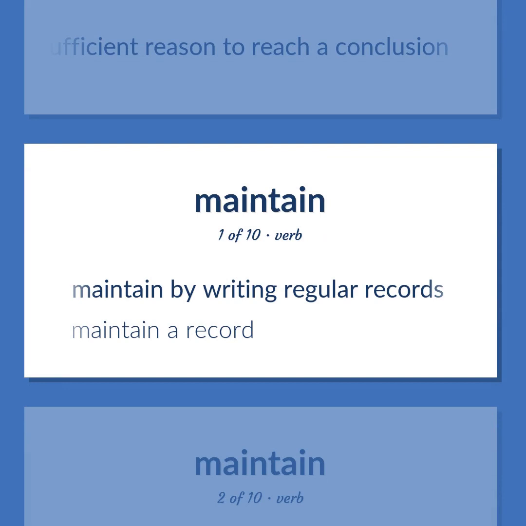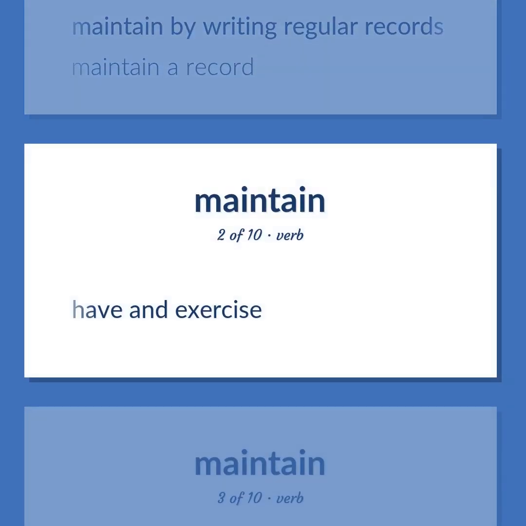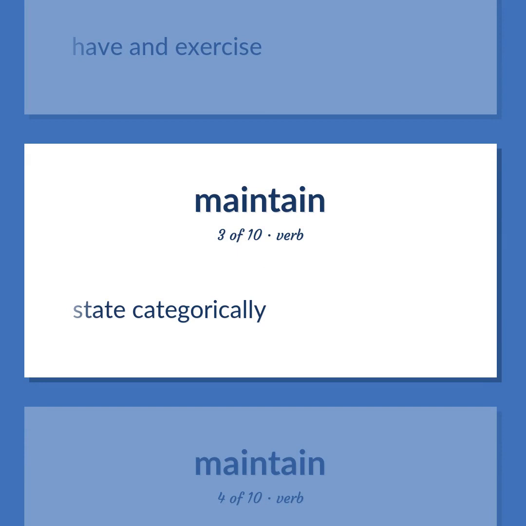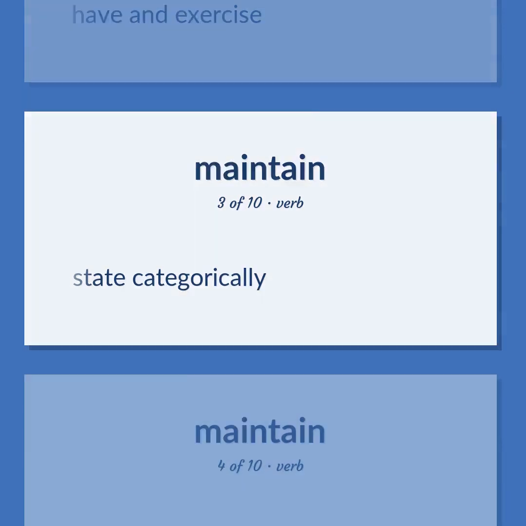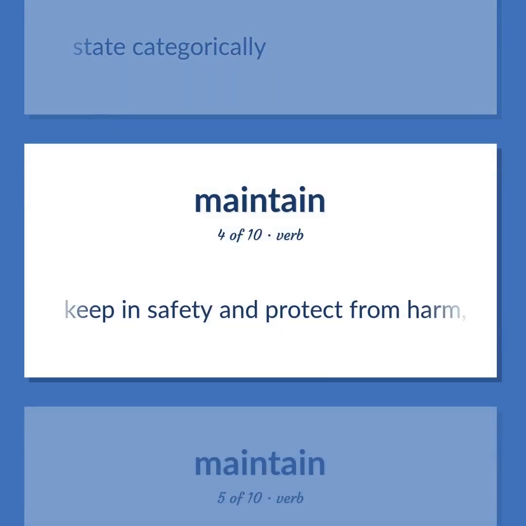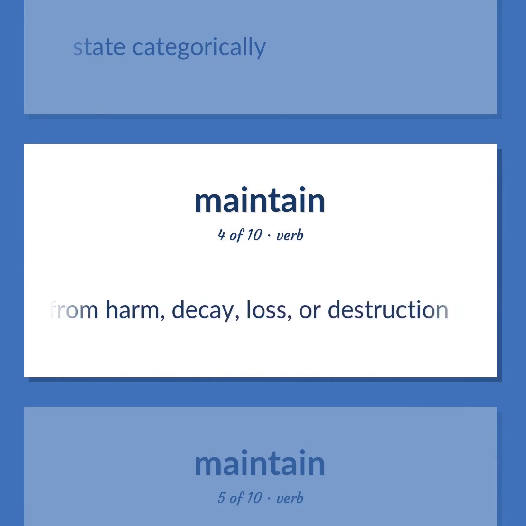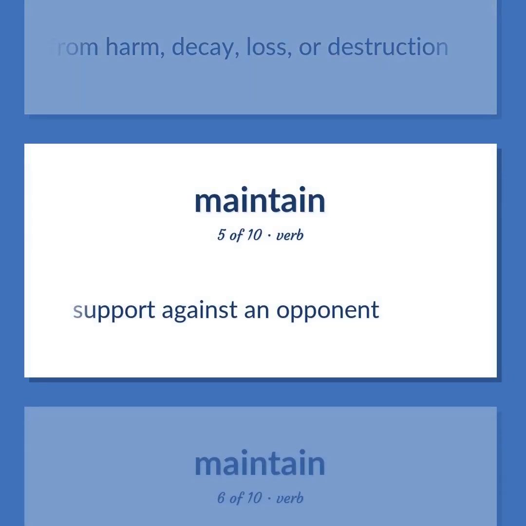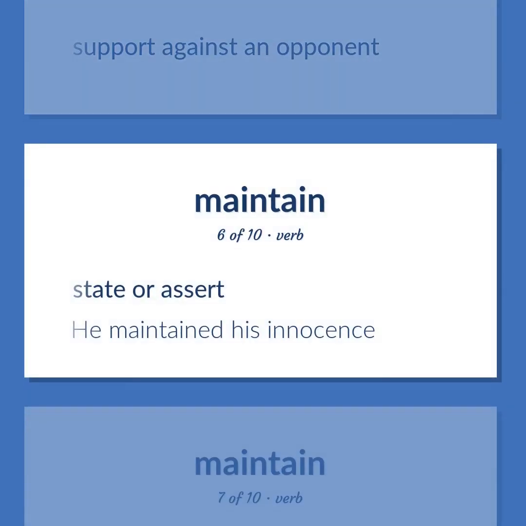Maintain by writing regular records. Maintain a record. Have an exercise. State categorically. Keep in safety and protect from harm, decay, loss, or destruction. Support against an opponent. State or assert. He maintained his innocence.